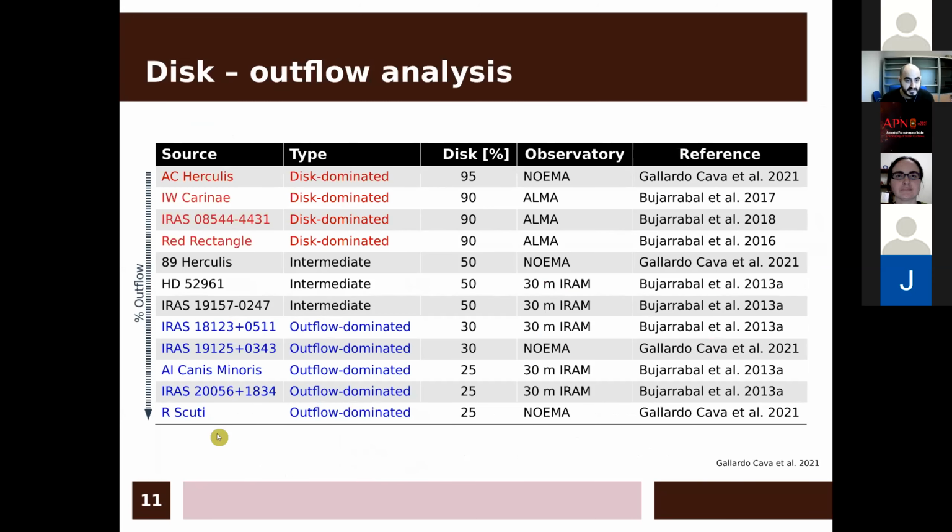This table collects our best sources in this outflow analysis, and they are sorted by the relevance of the outflow. We see that there is a group in which the disk dominated represents at least 90% of the total mass, and another group in which the disk is just 25–30% of the total mass. There are other sources that would be in between the disk and the outflow dominated, like 89 Herculis that I mentioned before. As you can see, most of them have been very well studied with NOEMA or ALMA.